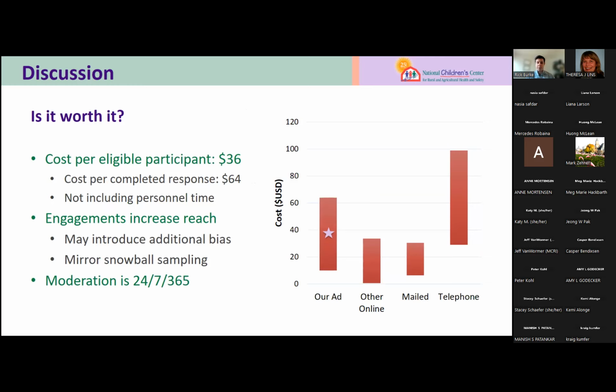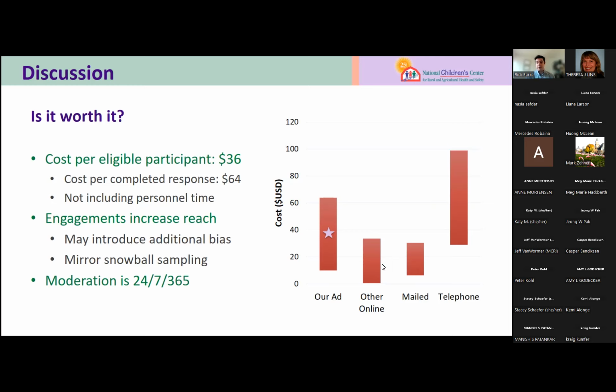In total, our cost per eligible participant that we had sent the invitations out to was $36. However, our cost per completed response after all the dropout and attrition was $64. And this doesn't include any personnel time. So this is strictly from the budgeting for recruitment, and not incentives rather. One thing to note was that the engagements do increase the reach. So more people sharing it will bring that dollar amount down. But as I said, it'll introduce some bias to your responses, depending on whether that's okay or not with your study design. And I just have a couple of other comparisons here.